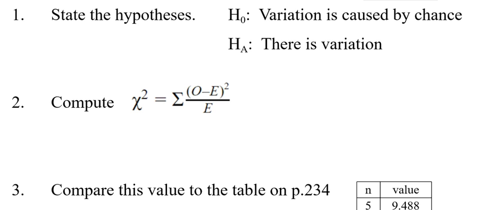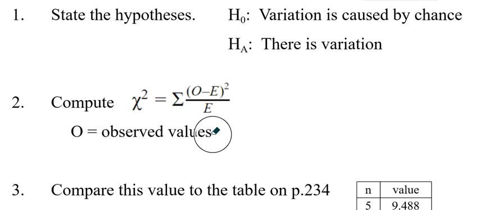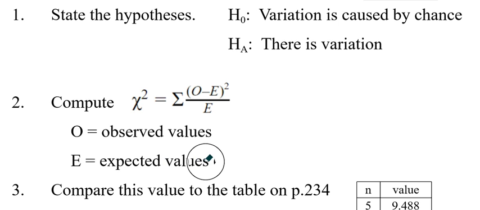To compute chi-squared, let me point out what this formula is saying. This is the symbol for summation, meaning we're going to add up a list of numbers. We're going to take O minus E, square that, and divide by E. What do those mean? O is our observed values. Those 5 numbers on the previous page, each of those is a value of O. E is what we expected to happen.